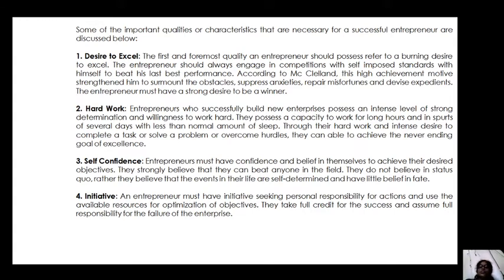Correct? So according to McClelland, a high achievement motive strengthens him to surmount obstacles, suppress anxiety, repair misfortunes, and desire experience. So these entrepreneurs must have a strong desire to be a winner. He must have the desire to be excellent in his own area or field. That is the desire to excel.